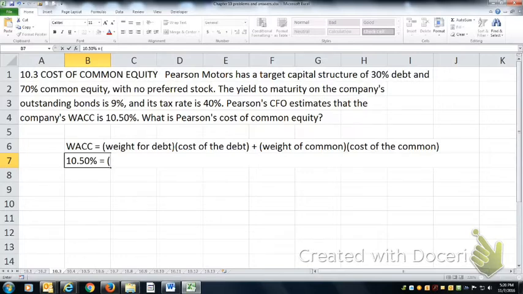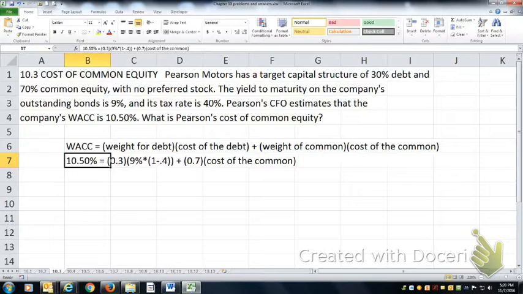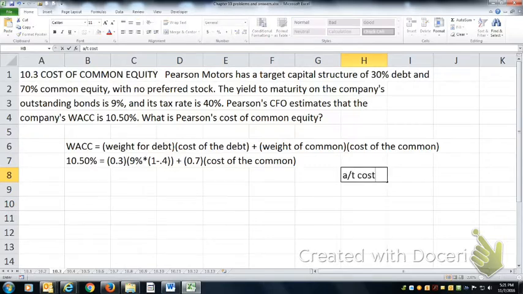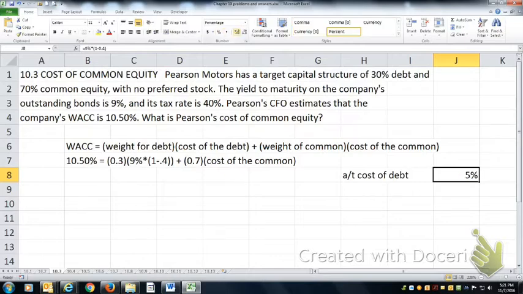And the target capital structure has a weight of 30% for debt, 0.3 for debt, and then the cost of debt would be the yield to maturity on the bonds of 9% times 1 minus the tax rate of 40%. So that's cost of debt, and then the equity makes up 70%, and that's what we're solving for, cost of the common. Okay, so the after-tax cost of debt, that'd be 9% times 1 minus 0.4, that's 5.4%.